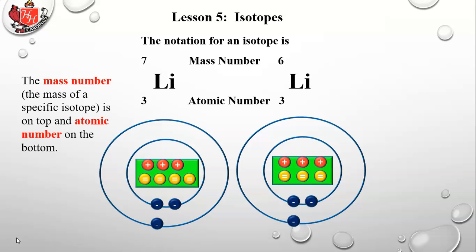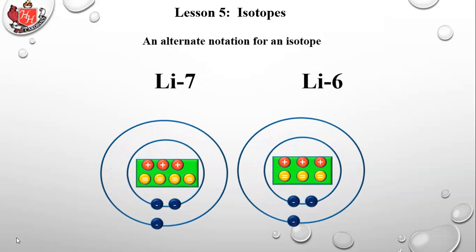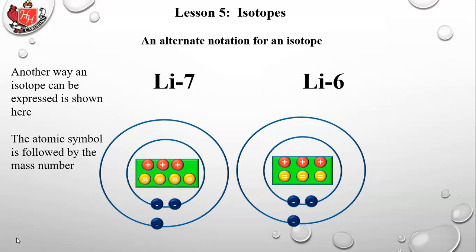The mass number, the number of a specific isotope, is on top, and the atomic number is the number on bottom. An alternate notation for an isotope is written as you see there. Another way an isotope can be expressed is shown here. The atomic symbol is followed by the mass number only. The assumption is that you know that lithium has to have 3 protons, so all they're giving you here is the mass number.